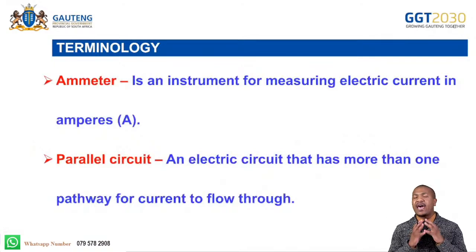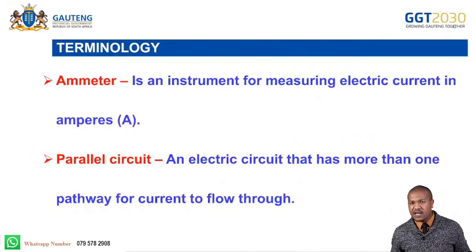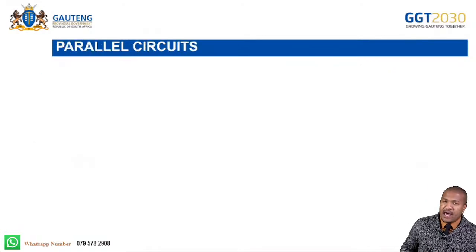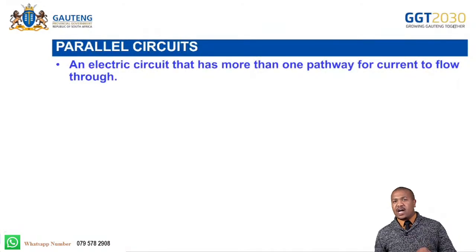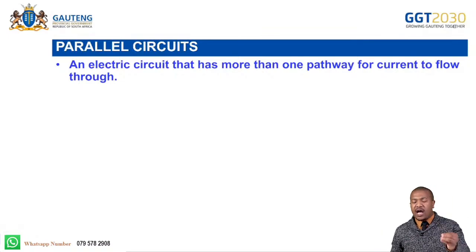We'll need to look at how a parallel circuit works in terms of its voltage, in terms of current, in terms of resistance, comparing it to what? To a series circuit. So a parallel circuit is an electric circuit that has more than one pathway for the current to flow. Are we together? So now, a parallel circuit, as I've just alluded to, is an electric circuit that has more than one pathway for the current to flow through.